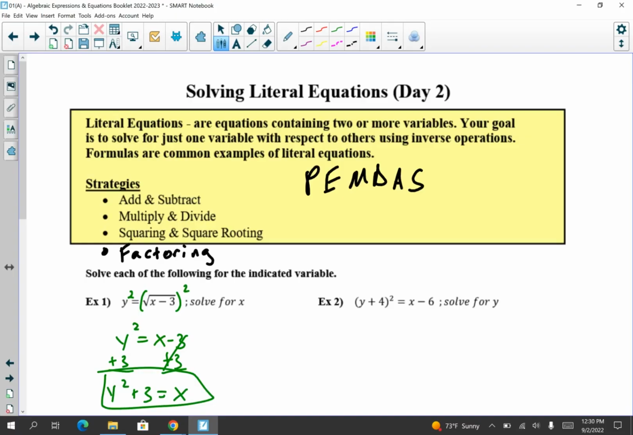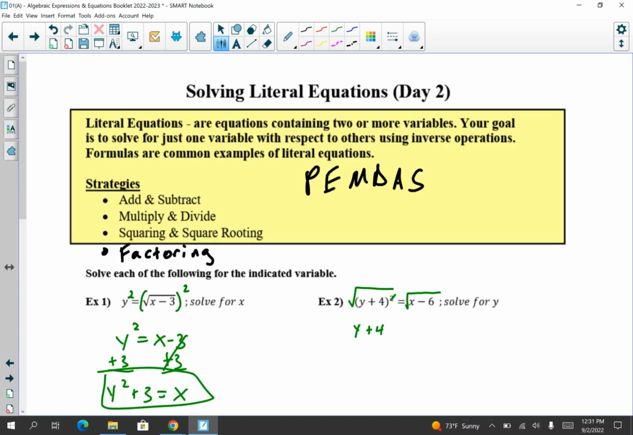Our second example, y plus 4 to the second power equals x minus 6. We're going to solve for y. The y is trapped in those parentheses with the exponent of 2. So I've got to undo that. To undo squaring, we take the square root. So I take the square root of what's on the left, and then I take the square root of what's on the right. Taking the square root of something being squared cancels out that exponent, and now we're just left with y plus 4. Right?